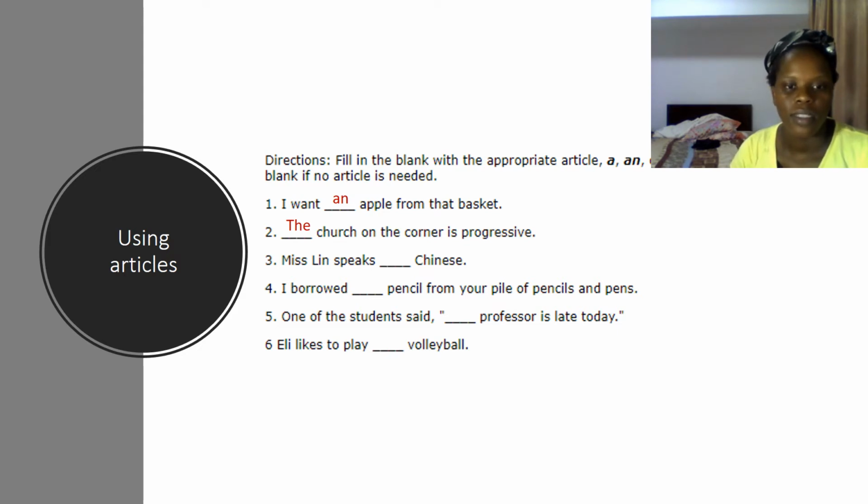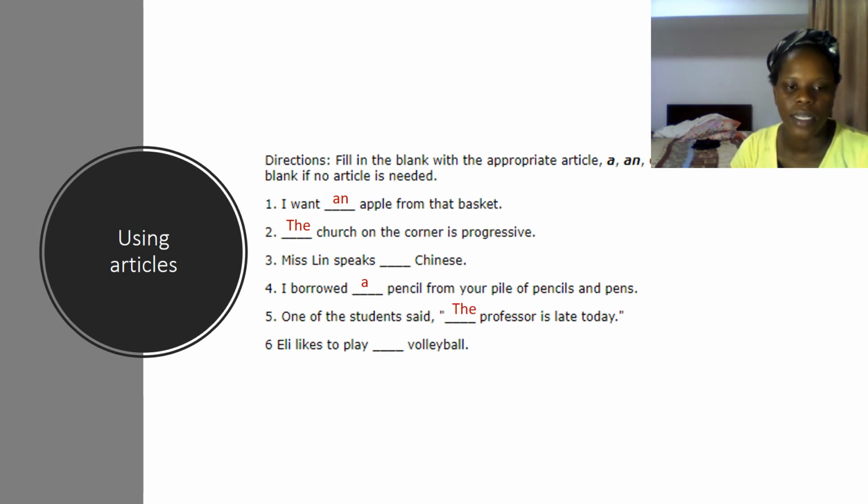Our fourth question. I borrowed dash pencil from your pile of pencils and pens. I borrowed a pencil. Very good, a pencil. Our fifth question. One of the students said, dash professor is late today. One of the students said, yes, the professor is late today. Is the, right?